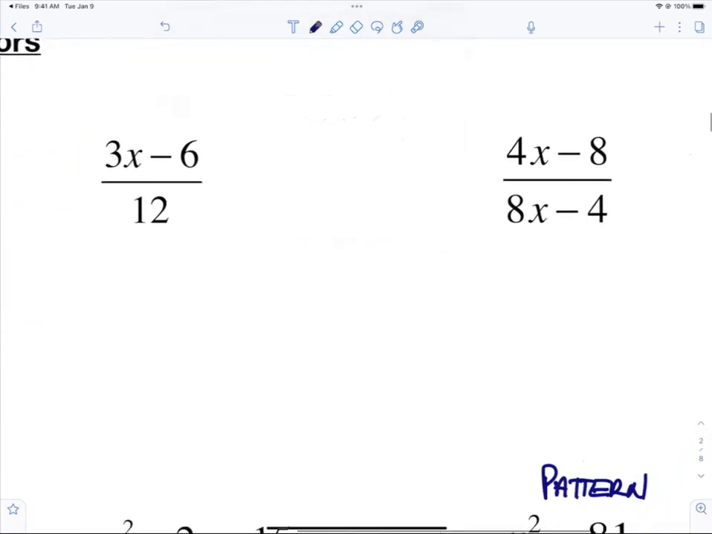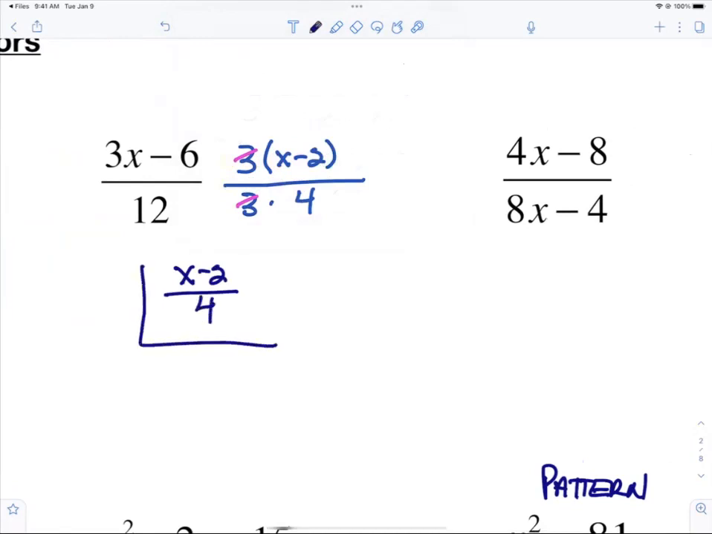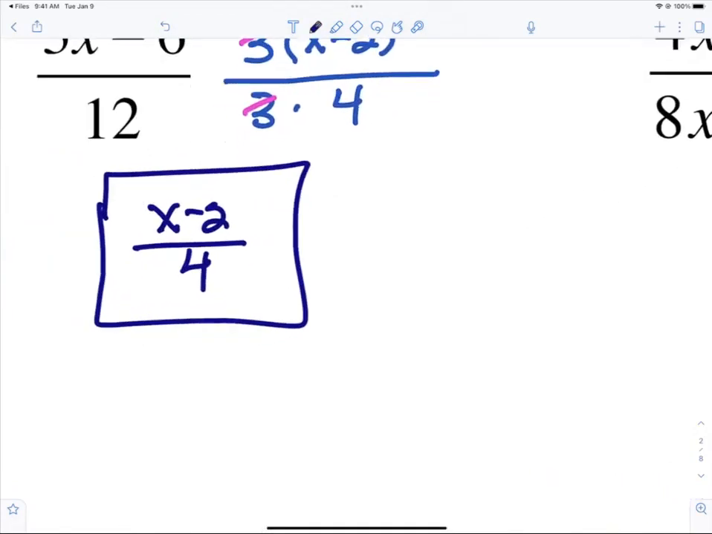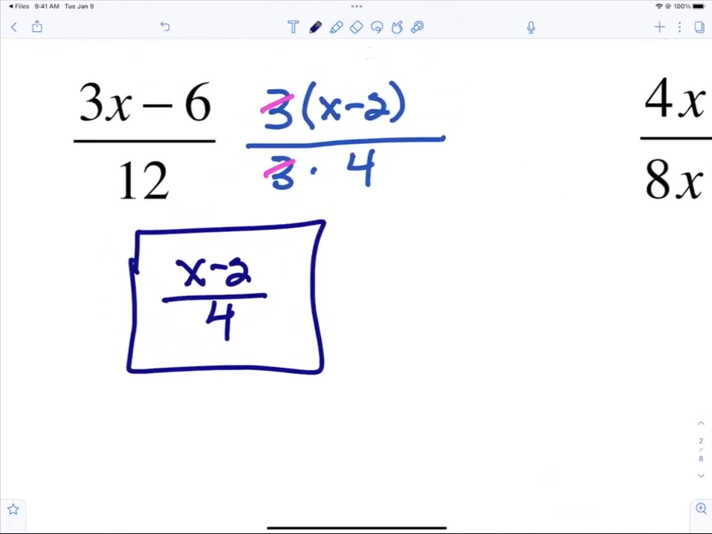Looking at the next one, I see in the numerator, 3 is common to both, leaving you with x minus 2. 12 is 3 times 4. Divide out the common 3, and then you're left with x minus 2 over 4. That's your simplified expression. The 2 and the 4 in this example are not candidates for dividing out, because in the numerator, they're connected by addition, subtraction. If they were connected by multiplication, this I could simplify. But when they're connected by addition, I have to stop.